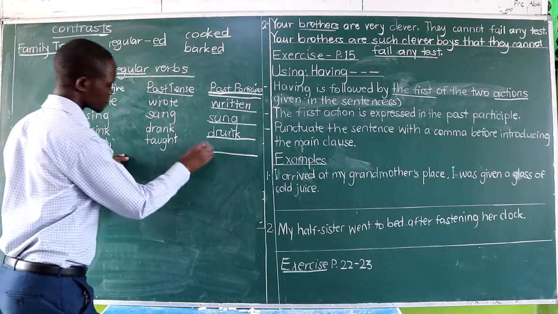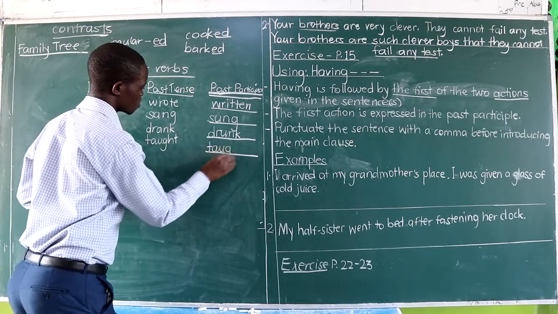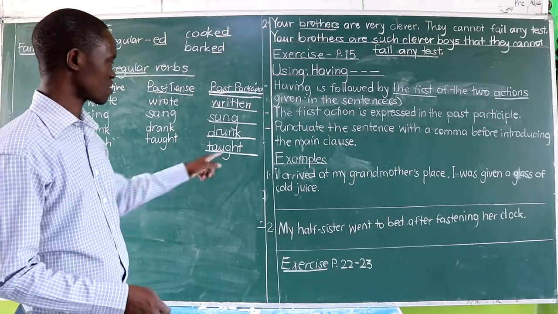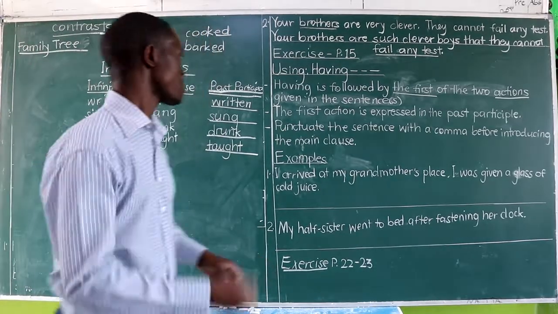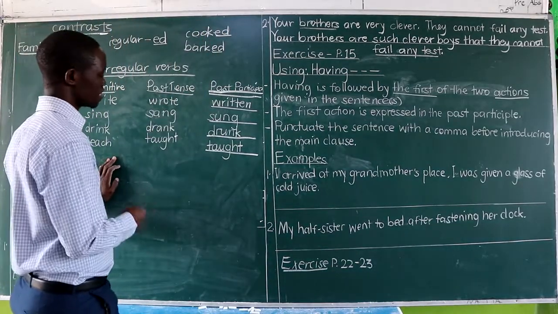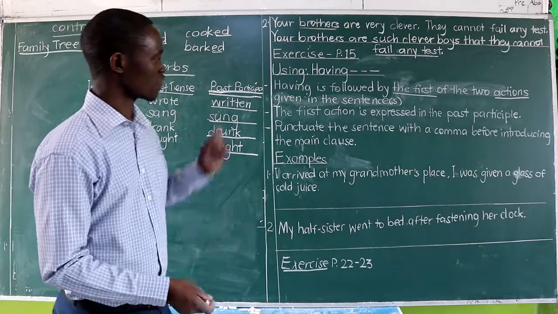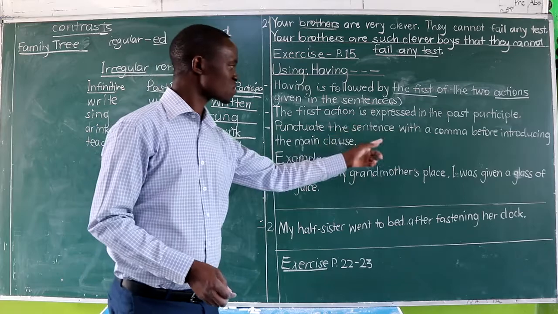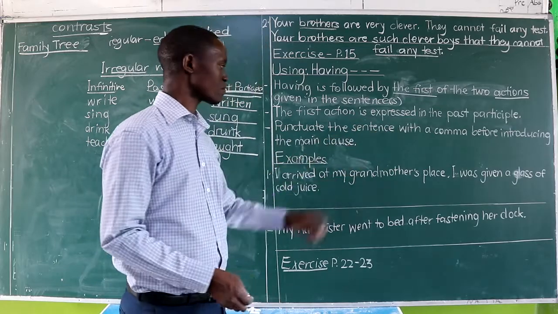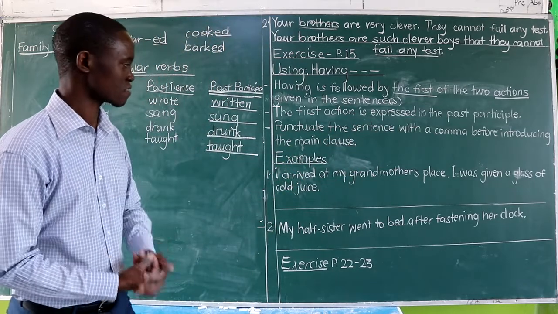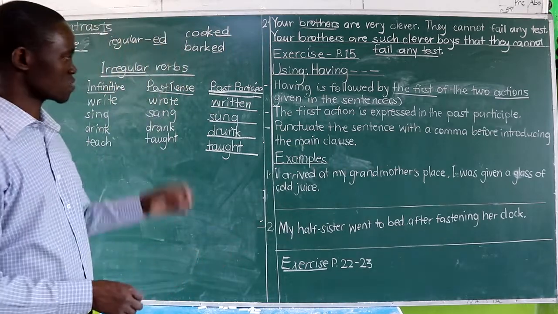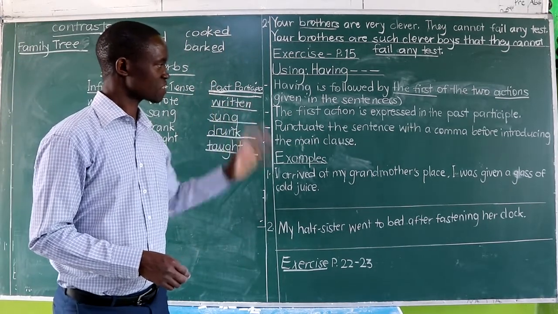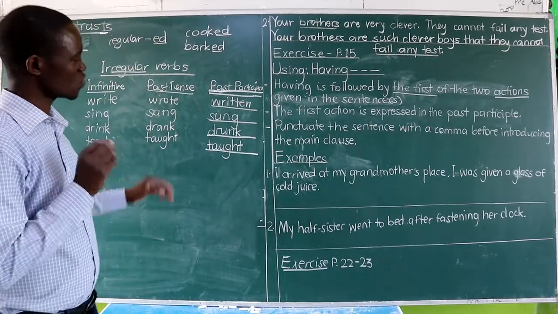Teach, taught. And the past participle is taught. Having taught the lesson, the teacher started marking our books. Who taught the teacher? Before he started marking. There are two actions. The first one of the two appears after having. Punctuate the sentence with a comma before introducing the main clause. That's the last clause in our sentence. Let's look at the example.